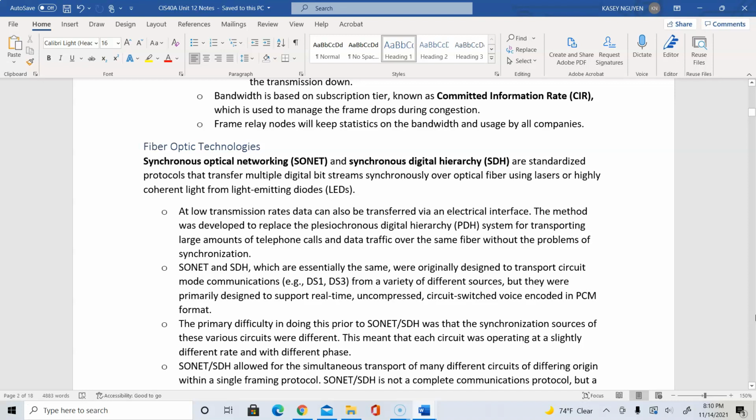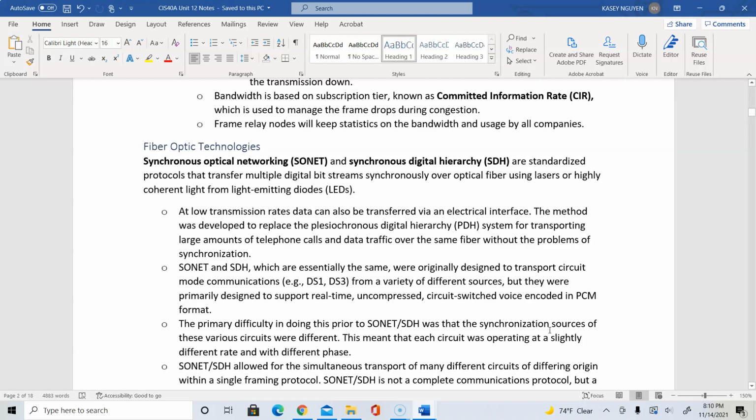So the low transmission rate data is transferred by using an electrical interface. And so this was developed to replace PDH, which is used to transmit large amounts of data over telephone lines. And fiber optic would then be used to synchronize the signal. So SONET and SDH were designed to transport circuit mode communications such as DS1, DS3, and various types of sources. It would be difficult to really synchronize the sources in various circuits that are different.